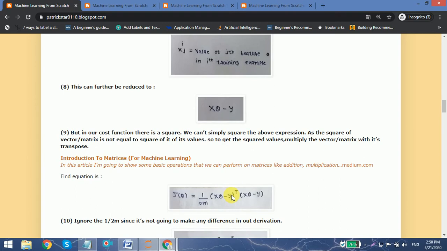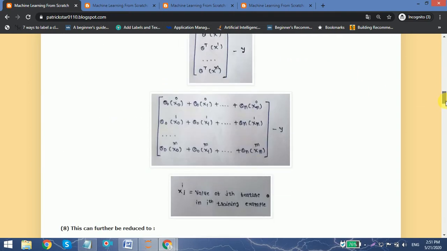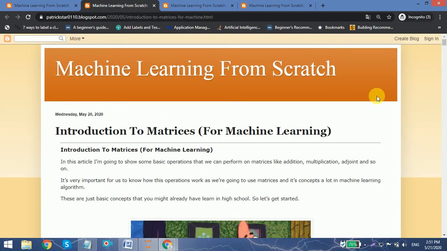Our cost function has a square in it, as you can see here. Where is our cost function? Here is our cost function. It has a square in here. But if you just multiply the same matrix, it will not give us the square of each number. So we first have to find the transpose of the matrix and then multiply it. I've explained all this in my previous video if you want to understand it better. Here I'm going to show you how we did it.